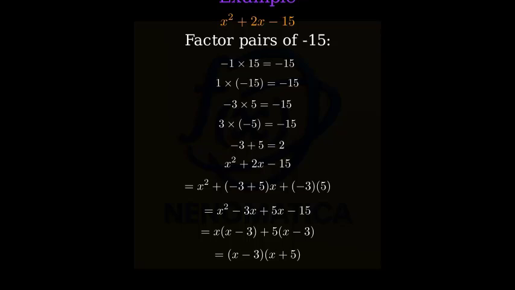We can rewrite our expression as x squared minus 3x plus 5x minus 15. Factoring by grouping: x times (x minus 3) plus 5 times (x minus 3). This gives us (x minus 3) times (x plus 5).